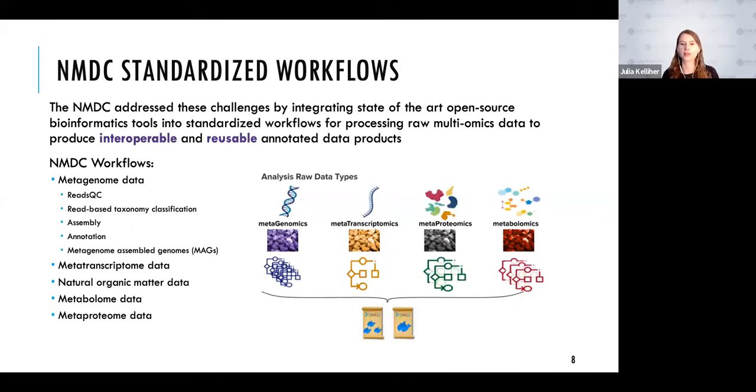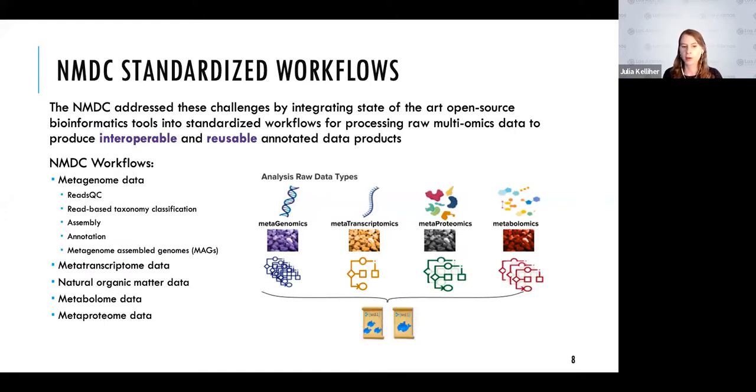So how are we addressing some of these challenges at the NMDC? The NMDC addressed these challenges by integrating state-of-the-art open source bioinformatics tools into standardized workflows for processing raw multi-omics data to produce interoperable and reusable annotated data products. The workflows that are currently offered by the NMDC are, there's several metagenomic data processing workflows. So we have a READS QC, a read-based taxonomy classification, assembly, annotation, and a metagenome assembled genomes, or MAGs.